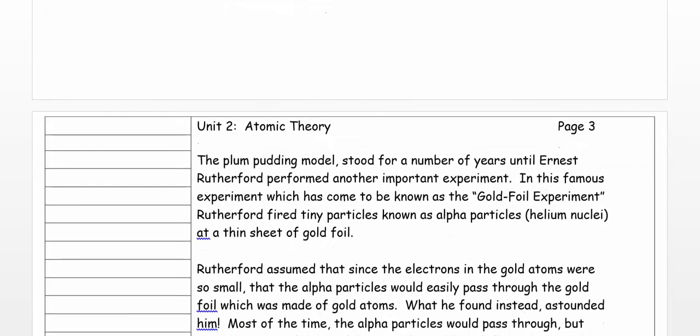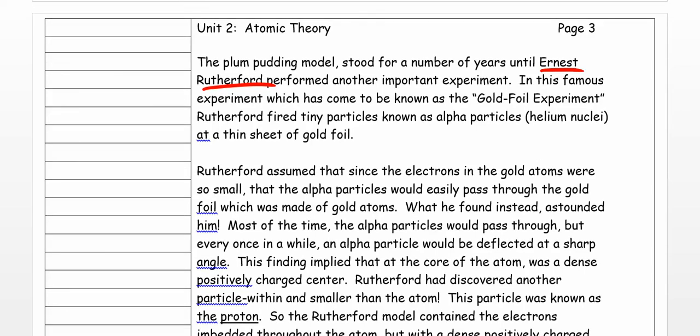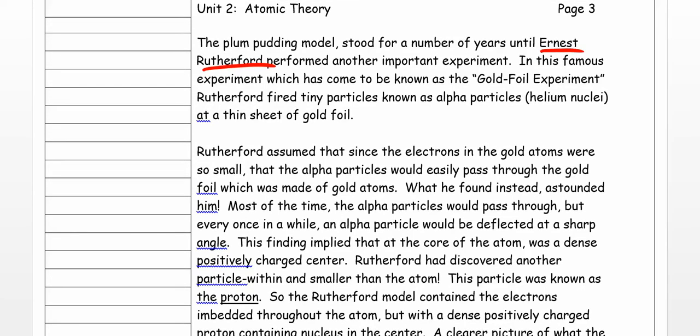Let's move on now. It says the plum pudding model stood for a number of years until Ernest Rutherford, another important name, performed another important experiment. In this famous experiment, which has come to be known as the gold foil experiment, Rutherford fired tiny particles known as alpha particles, or helium nuclei, at a thin sheet of gold foil. All right?